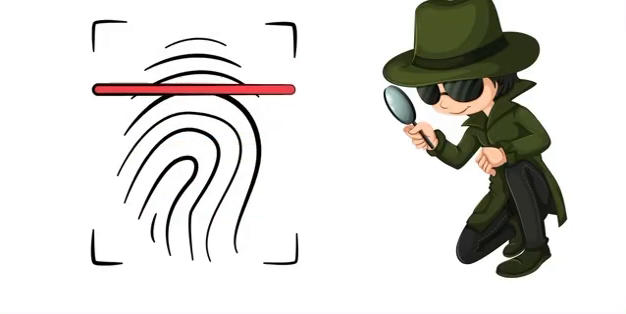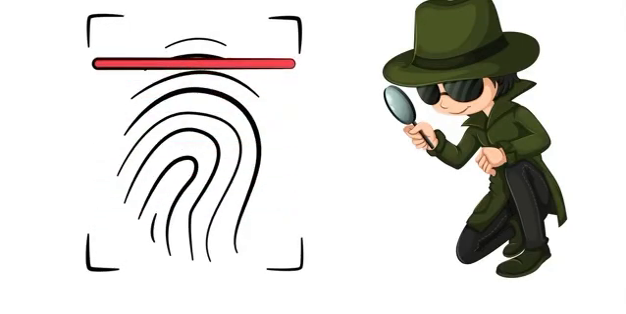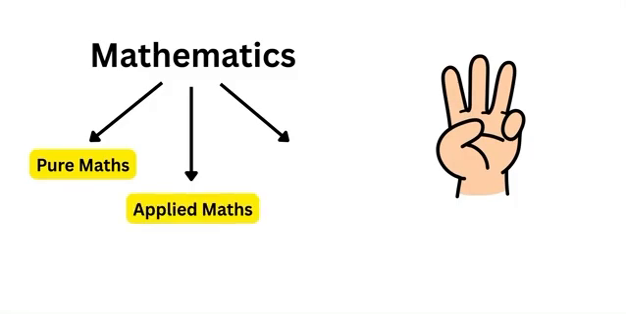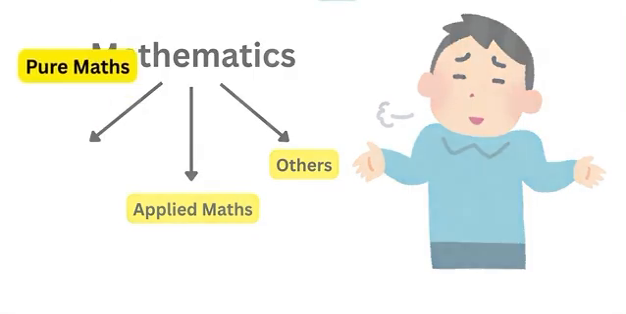Today, we'll break down every major branch of mathematics in the simplest way possible. These branches are divided into three main categories, namely pure mathematics, or theoretical maths, then applied mathematics, or the math in real-world applications, and the third one, this category doesn't have a name, so we will call it other maths. Let's begin with pure mathematics.